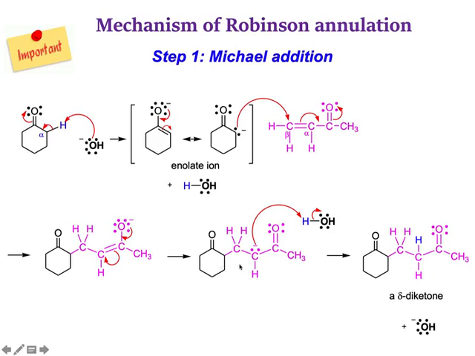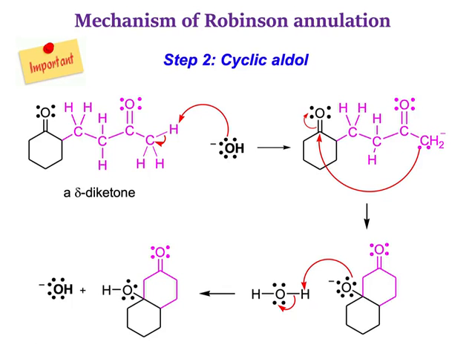Okay, next step. The electrons from this one will move here, so this one becomes C minus. So the C minus abstracts this proton to get the CH, the ketone. After that, cyclic aldol. How to cyclize? Okay, so this OH minus abstracts this proton and becomes a lone pair here. So this lone pair attacks this one to form this cyclic ring.